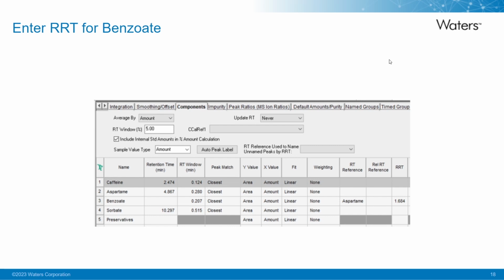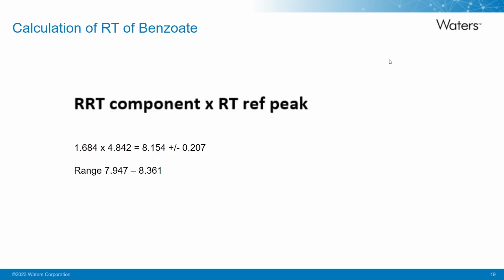to identify that peak. Now, what you'll find is when you use the RT reference peak, which is what we were talking about before, it will automatically calculate RRT for your peak. So you'll know very quickly what is the relative retention time of the peak of interest. And here again is the calculation that it makes. It takes the relative retention time of the component times the retention time of the reference peak, and it sets up, again, a temporary retention time and window to look for that peak.